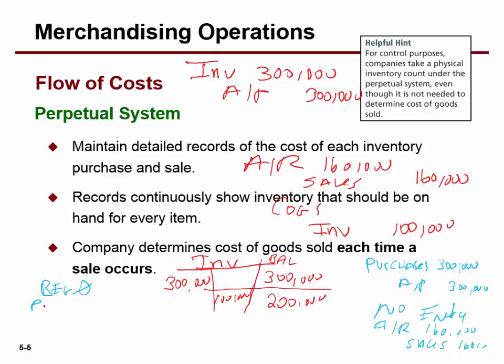What are my purchases? Purchases are 300. So what are my goods available for sale? Goods available for sale are 300. I count up my ending inventory, and how much is left? I'm going to run out of room here. My ending inventory is 200,000. How do I know that? Well, I'm peeking at the perpetual, right?